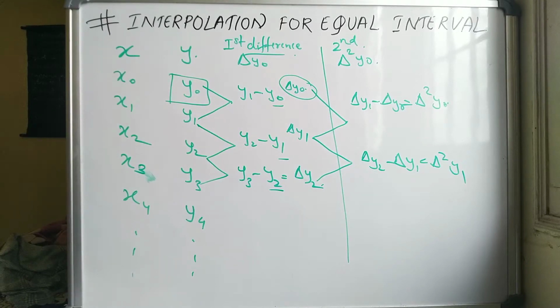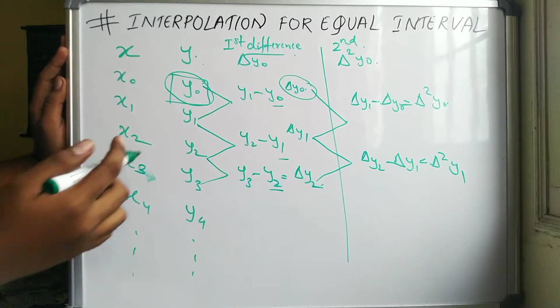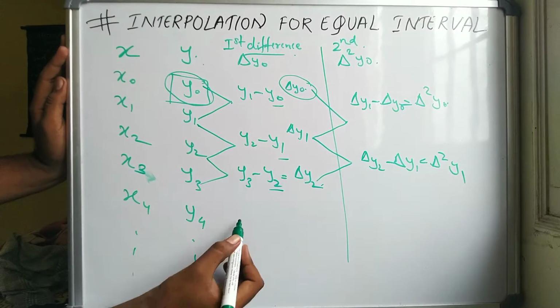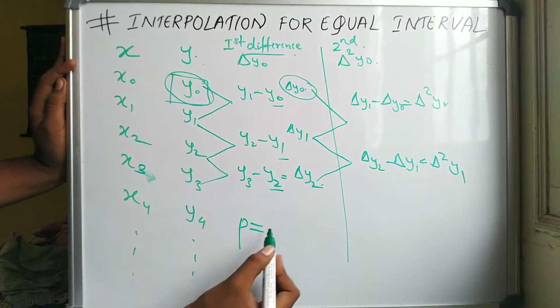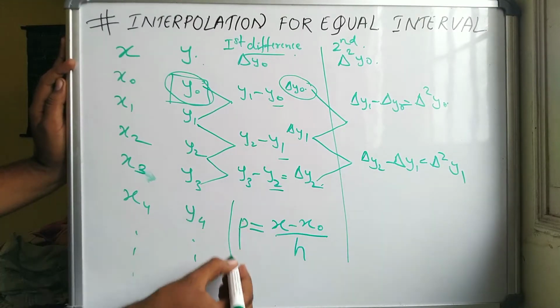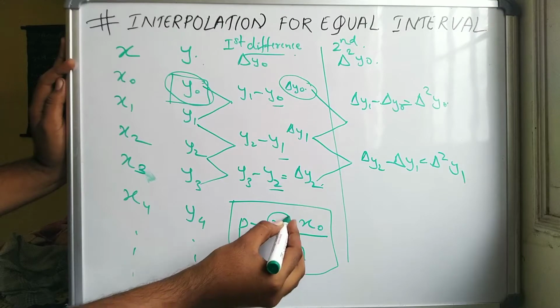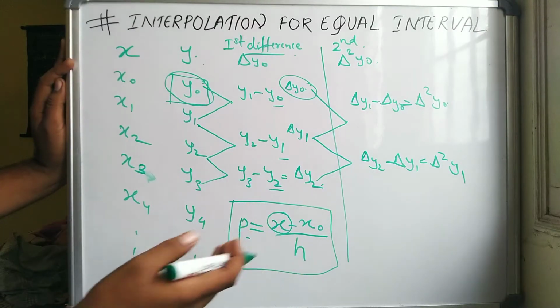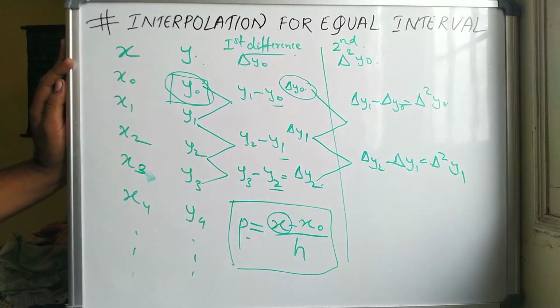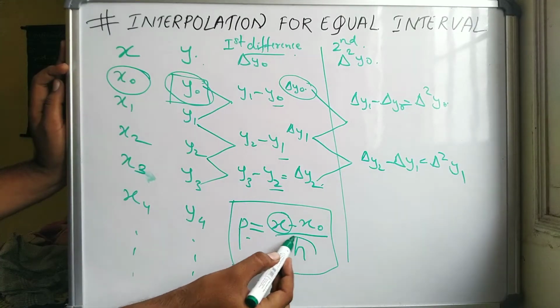The basic thing you have to understand is that in the formula, y0 is nothing but the first value of y, plus p into delta y0. Now here p means (x minus x0) by h. Here x will be the value given in the question, the value at which you are asked to find y, so you have to substitute that value here. Then x0 will be the first value of x, and h is nothing but the width.